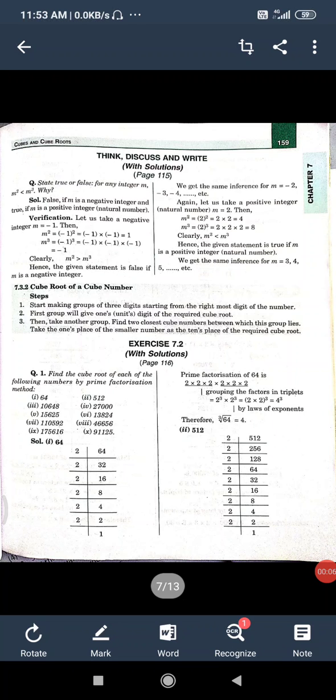Hello, good morning students. Today we will continue exercise 7.2. In the earlier session we completed question 1, sub-questions 1 to 5. Now today we are going to solve 6 to 10.